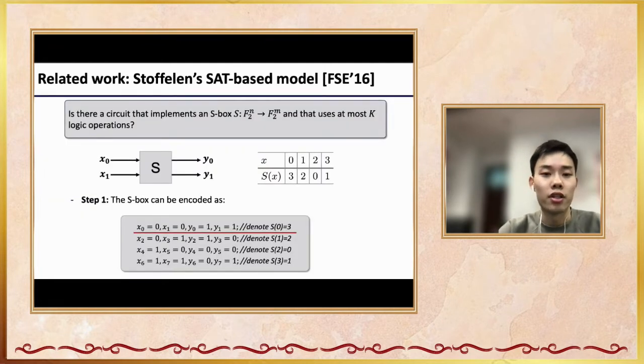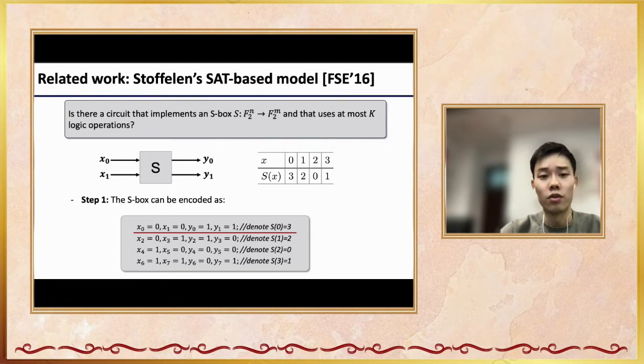Since our tool can be regarded as an improved version of Stoffelen's model, we first briefly introduce his method. He proposed a binary model to solve the decision problem: is there a circuit that uses at most K logic operations to implement an S-box? For example, there is a 2 bits S-box and its lookup table. Is there a circuit that uses 3 gates to implement the S-box? If it exists, what about 2 gates?